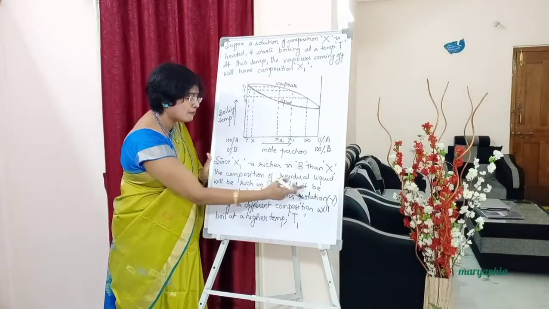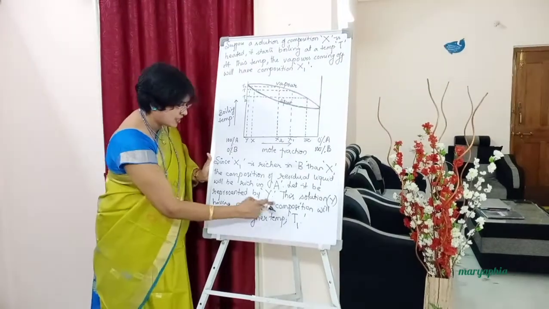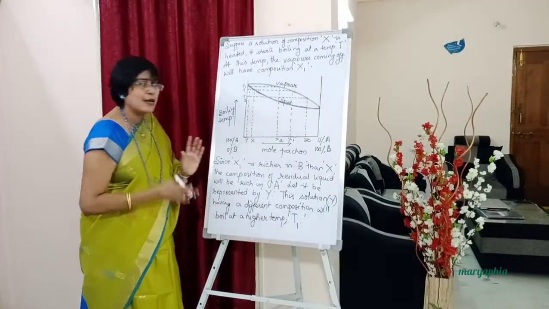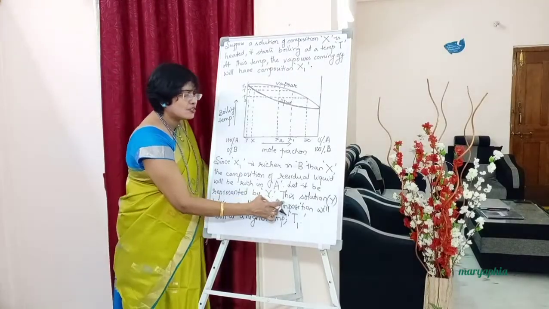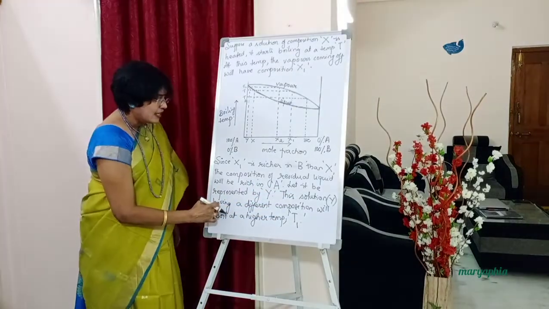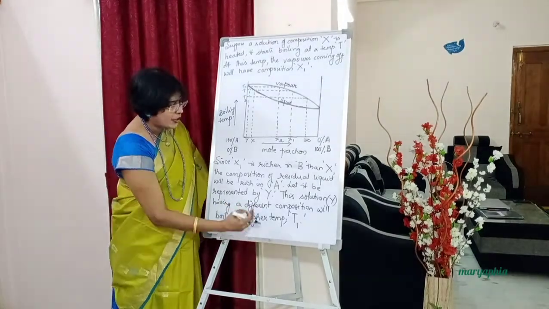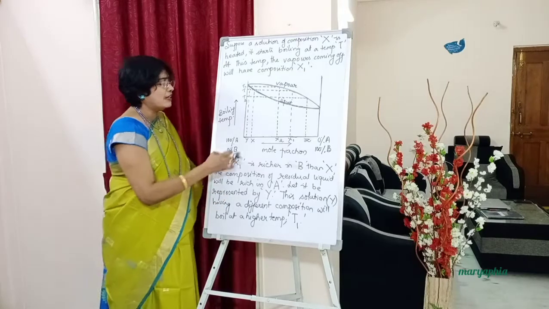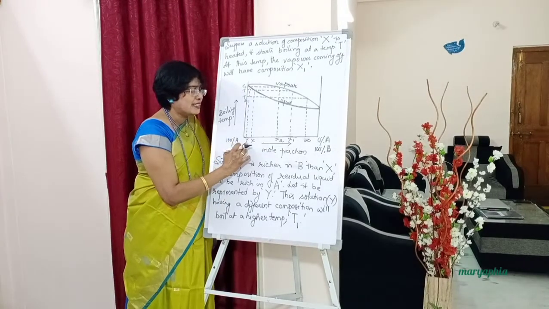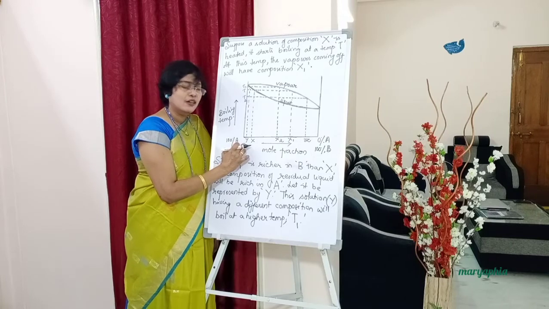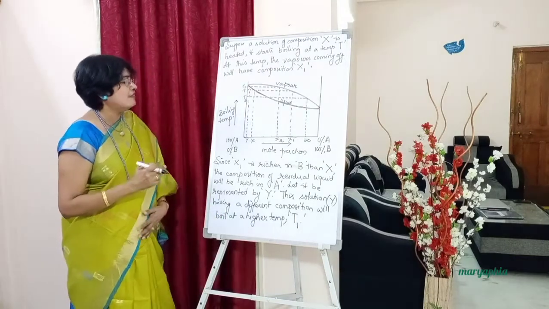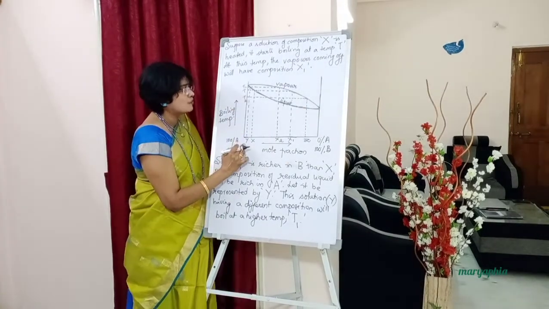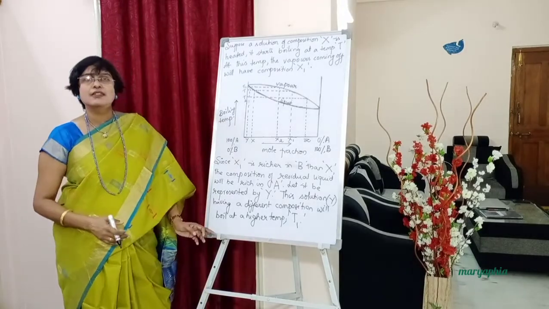This solution of composition Y, having a different composition, will boil at a higher temperature. I am not writing it all again. Take a solution having the composition Y. Let it be heated. Directly I am giving: this solution having a composition Y will boil at a higher temperature T1. Obviously, students, when we compare X and Y, Y is rich in A. So this will boil at a higher temperature denoted by T1, where X is boiling at T, whereas Y is boiling at T1. Written?